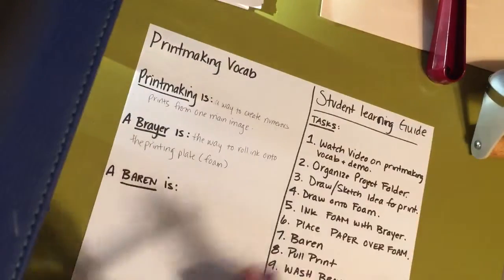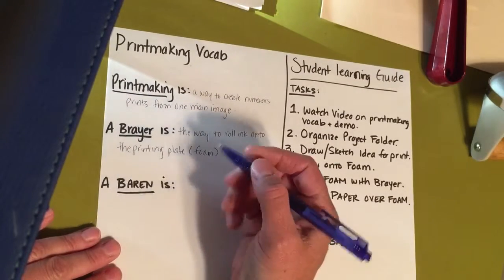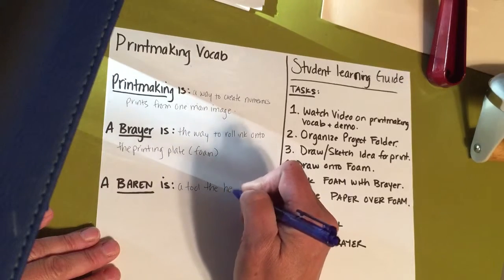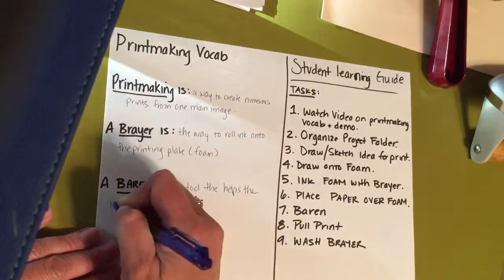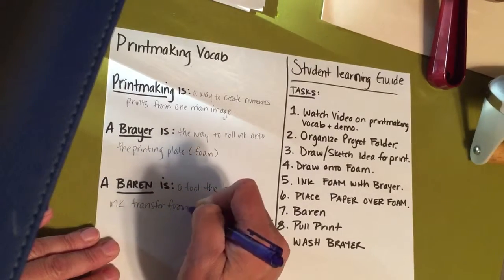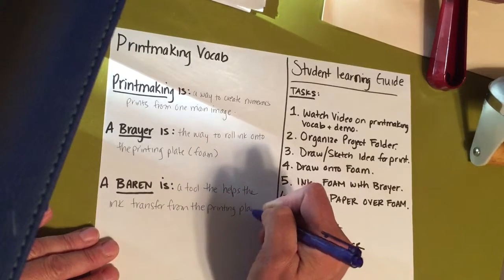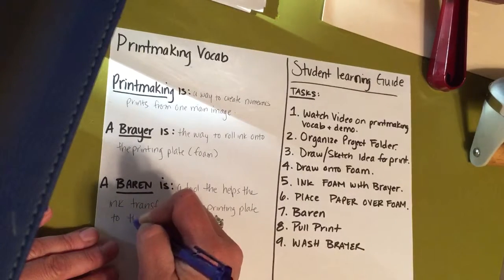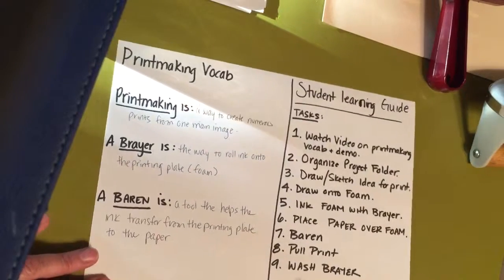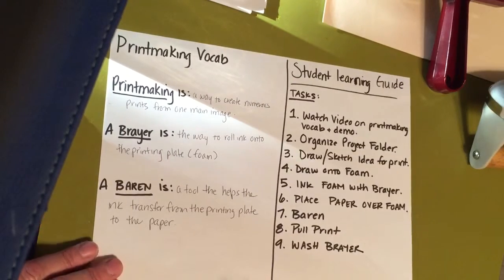So again, for our vocabulary terminology, the barren is the tool that helps the ink transfer from the printing plate to the paper. There you go. So those are the 3 main concepts that we are going over.